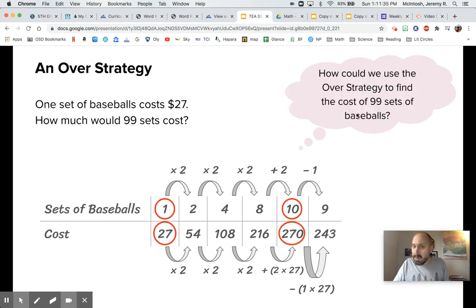So how could we use the strategy to find the cost of 99 sets of baseballs? So pause this, and I would like you to try this in your notebook. How could we find 99 sets of baseballs? We'll talk about this in class.